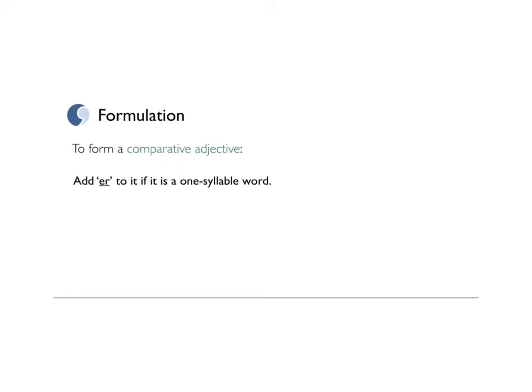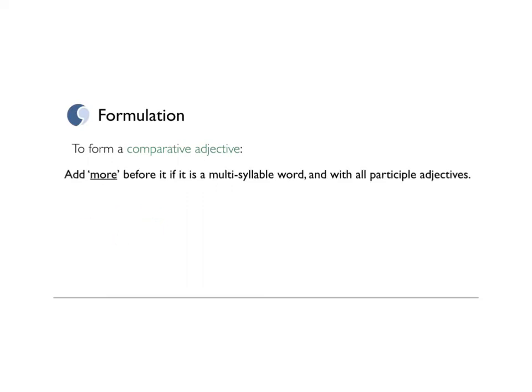To form a comparative adjective, you just add er to the words with one syllable. For example, short, shorter, nice, nicer. For adjectives that have more syllables, you just simply add the word more before it. For example, difficult, more difficult. Interesting, more interesting.